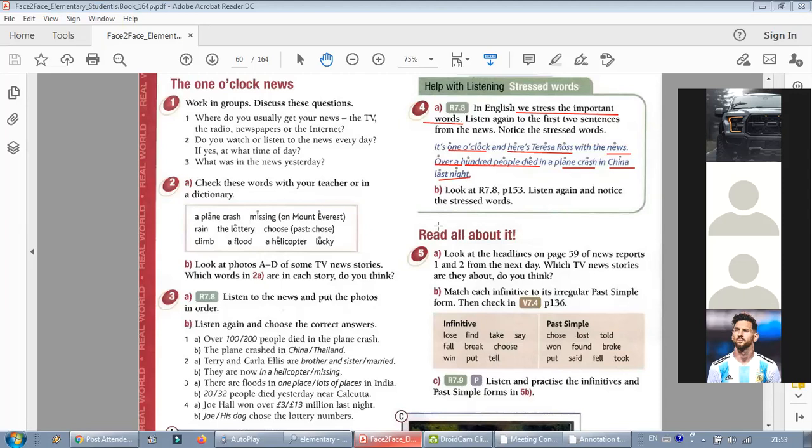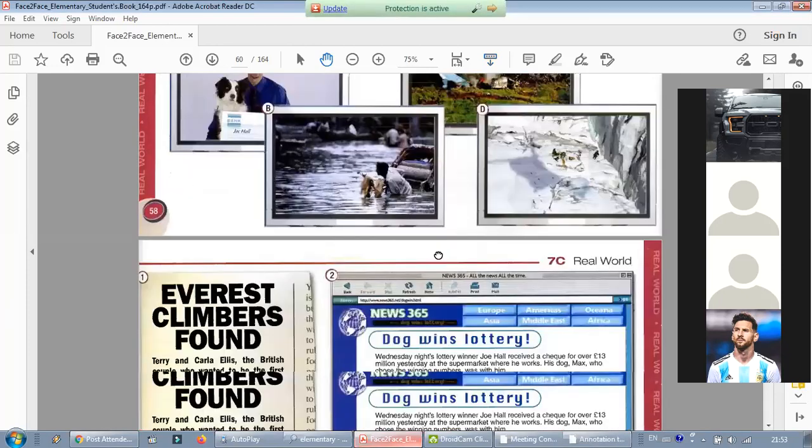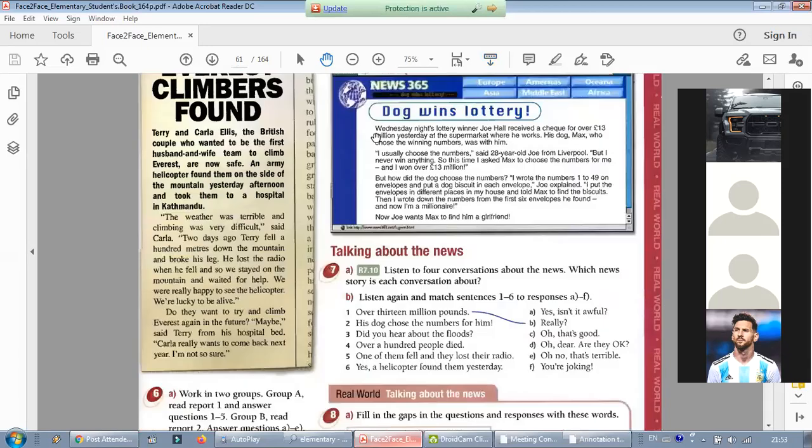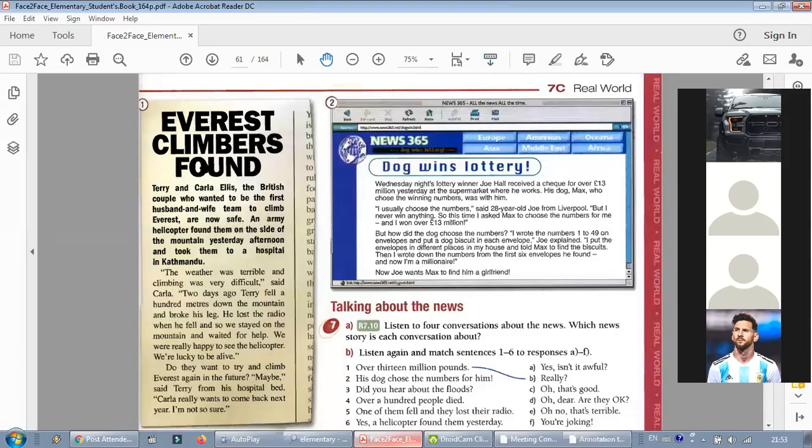Okay, now let's go to number five. Number five, it says, look at the headlines on page 59. Okay, so let's look at the headlines on page 59. Okay, so here these are headlines. Yes. This is the meaning of headlines. Let me put a box around the headline. So this is the headline. This is the first headline. And this is the second headline. Do you see the headline? Do you see what this means? Headlines are the titles of news stories. Okay? This is called a headline. Headline. All right? So let's see the question. They want us to look at the headlines.